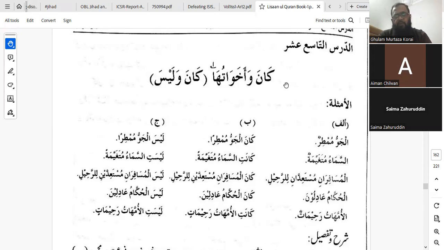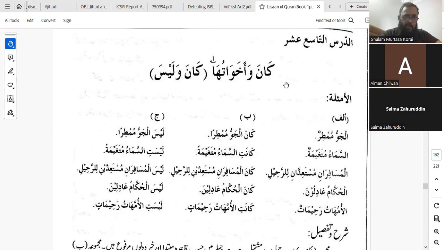So these af'al are known as af'alu nasikha and af'alu naqisa. Nasikha because they change the i'rab of the khabar, and also they change the meaning of the sentence. And naqisa because they do not convey the complete sense without having khabar. And kana has three forms: it comes in mazi, and also muzare, and also amar. But laysa only has one form of fi'l maadi. It does not have the form of muzare or amar. So alhamdulillah, you have done that.